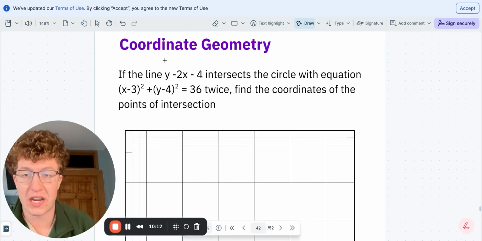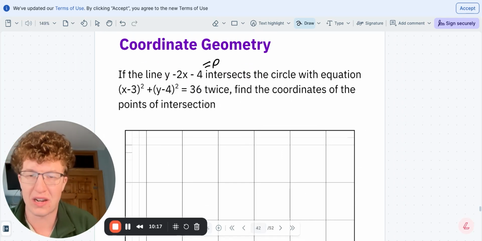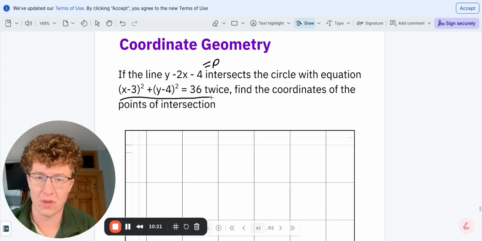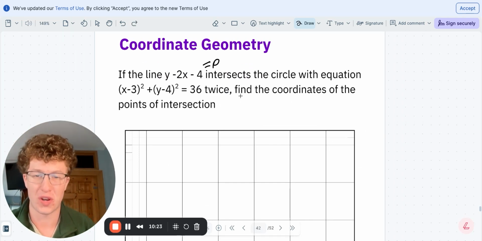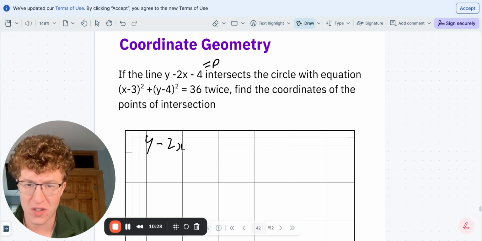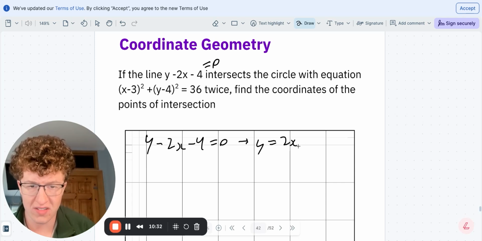Okay, and then the last question here. We have the line y minus 2x minus 4 equals 0. That line intersects the circle of this equation twice. We need to find the coordinates of the intersection. Well, we have y minus 2x minus 4 is equal to 0. That means y is equal to 2x plus 4.